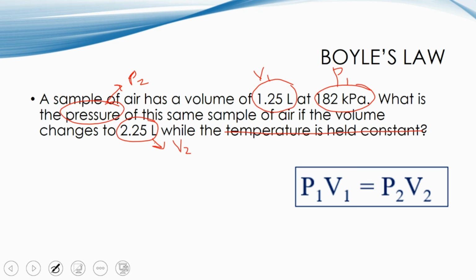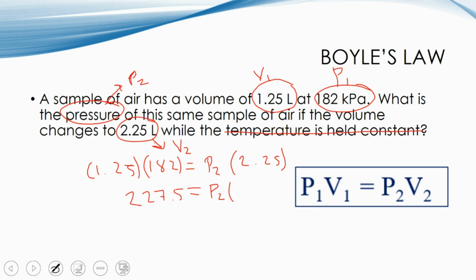So let's go ahead and set this up in the equation. We have volume 1, which is 1.25. That is being multiplied by the pressure, which is 182. We're going to have that equal to the second pressure, or the final pressure, but we don't know what it is. That's what the question's asking us for. And then we're going to multiply that by the new volume, so V2, 2.25. Just like in our previous example, we are looking for our missing variable, so we're solving for x. So we're going to simplify the left side of the equation. We're going to do 1.25 times 182. And that side of the equation comes out to be 227.5.